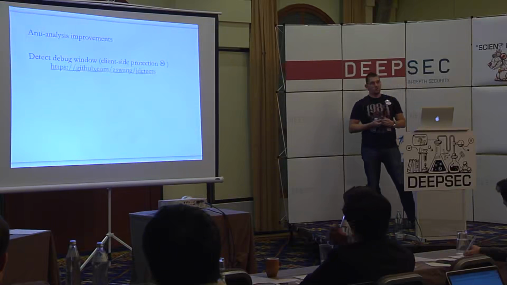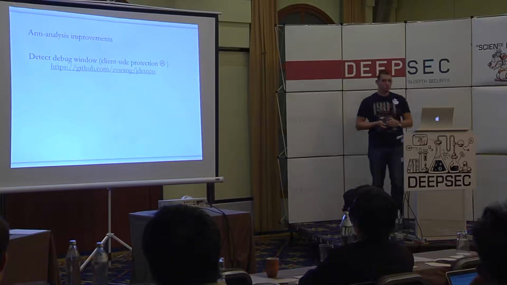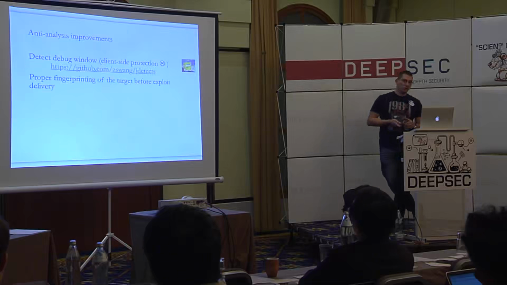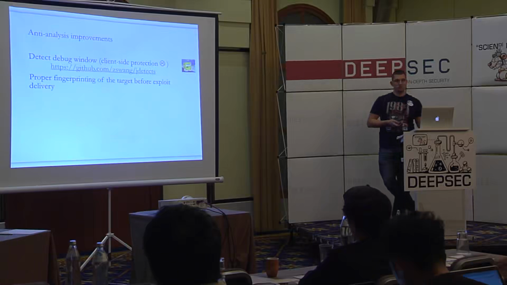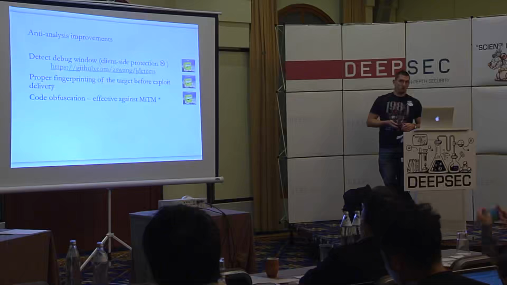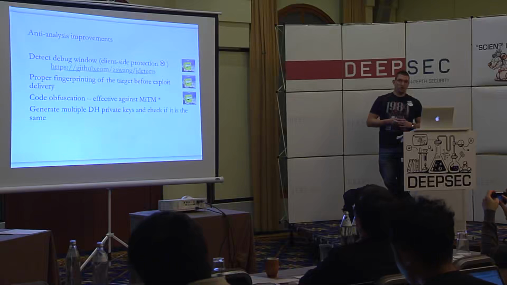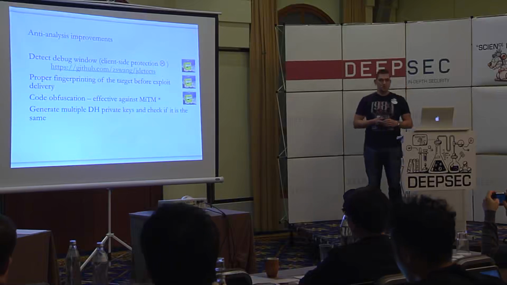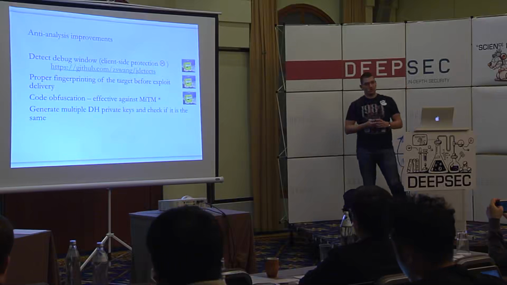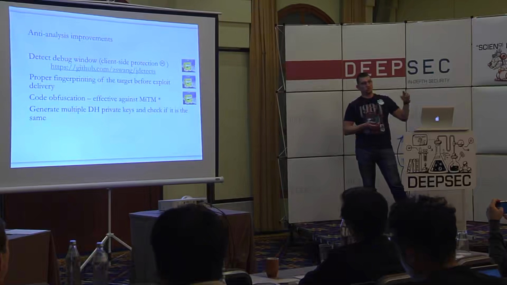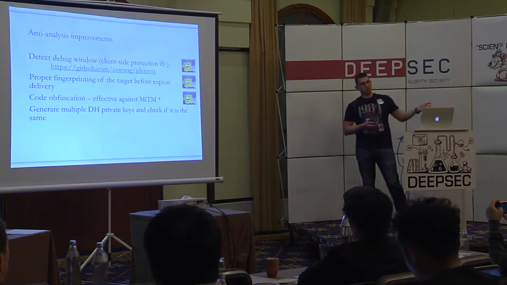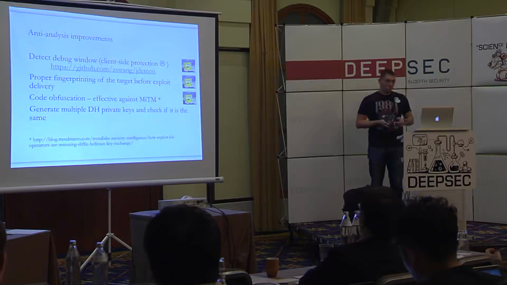Again, there are some improvements from the attacker side. You might try to detect the debug window. You should always do proper fingerprinting of the target before you deliver your exploit. You can also use some code obfuscation. You can generate multiple Diffie-Hellman keys and check whether they are the same, because if they are the same, you know that the random generator is fixed. Stuff like that.